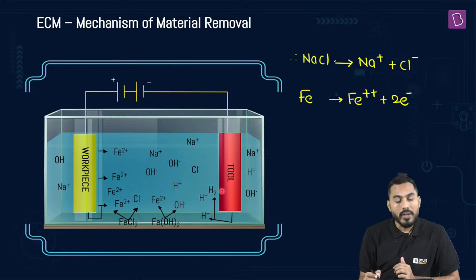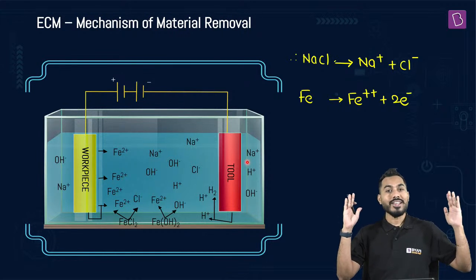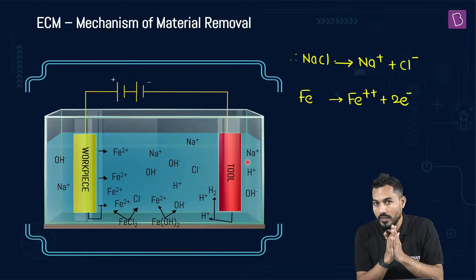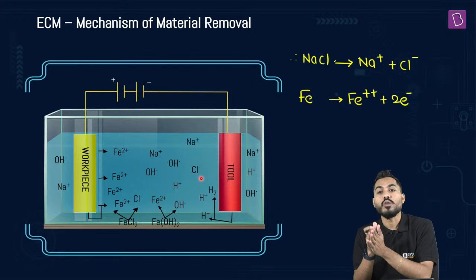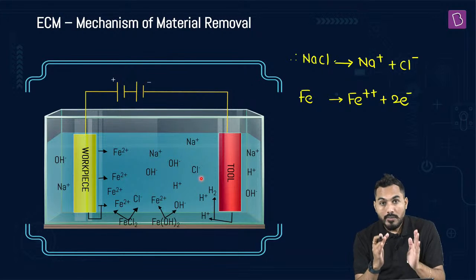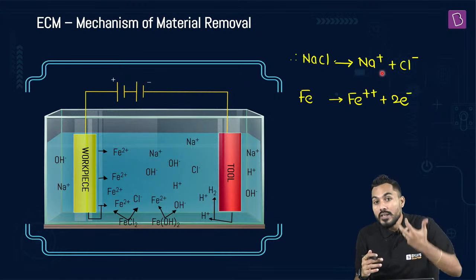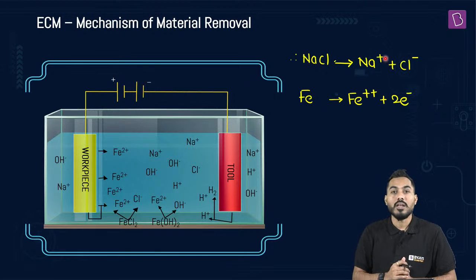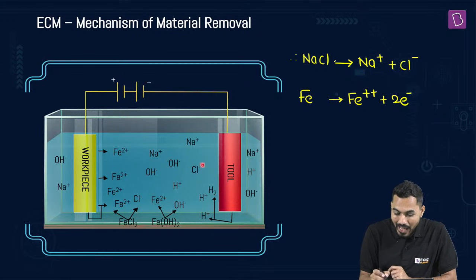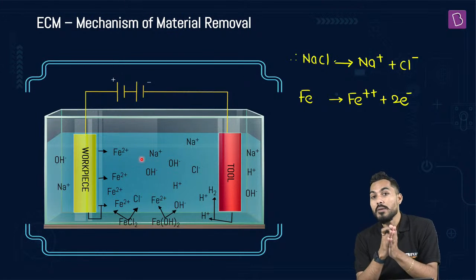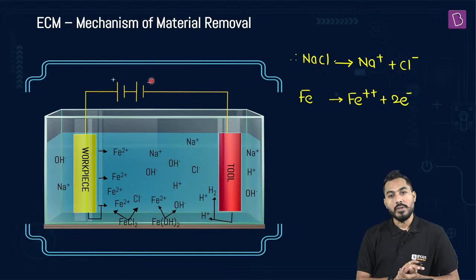Whenever the power supply is given, a potential is created between the workpiece and the tool. And we know that a gap is maintained. They are not connected to each other. There is a gap, and that gap is filled with a conducting electrolytic solution. Because of the potential created there, the NaCl will get decomposed, or ionization will take place. Na+ and Cl- ions will be generated. So in this gap there will be so many Na+ and Cl- ions. Now the electrical circuit will be completed.